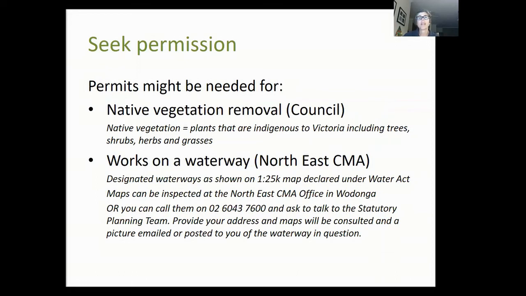Native vegetation is classed under the Act as plants that are Indigenous to Victoria, and they include trees and shrubs, which is obvious, but they also include the herbs and grasses on the ground layer. So when we have a ground layer that comprises more than 25% native herbs and grasses, that actually triggers the Native Vegetation Removal Act, and you would need a permit to change the structure of that vegetation.